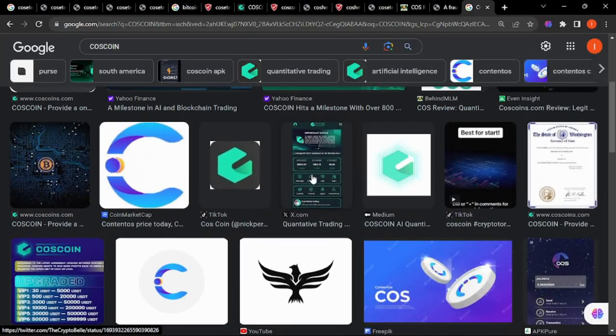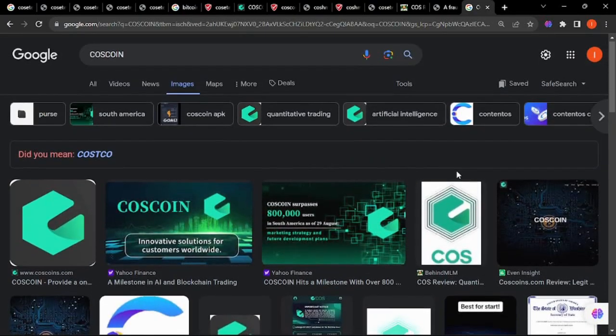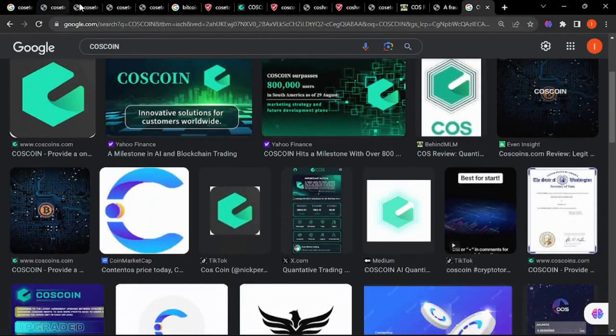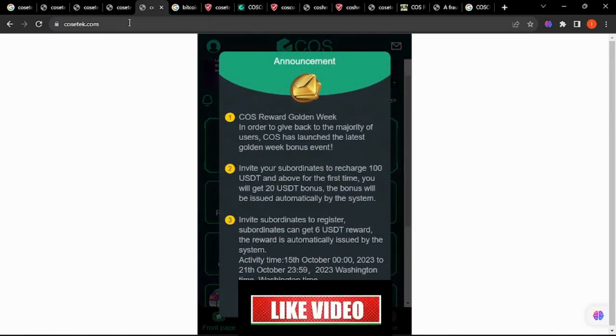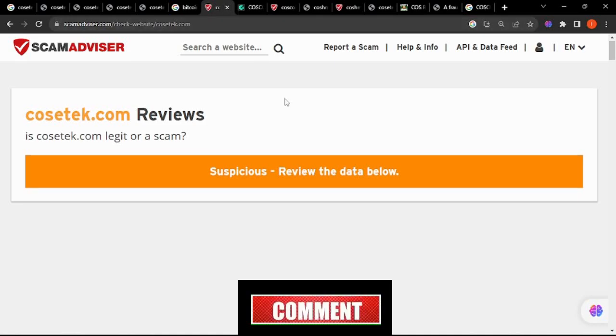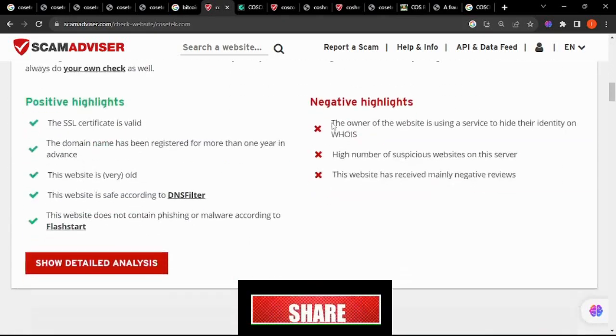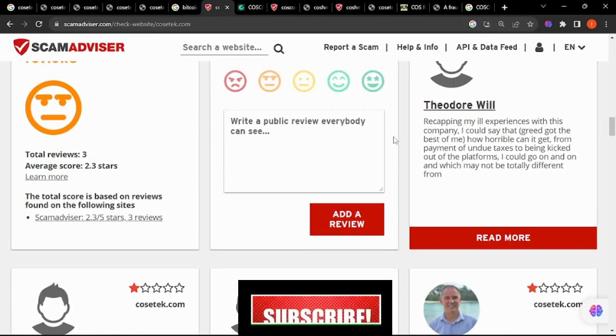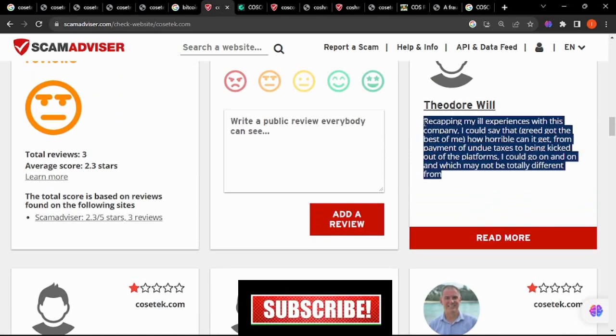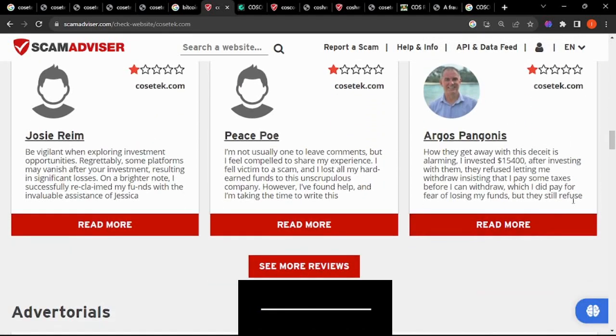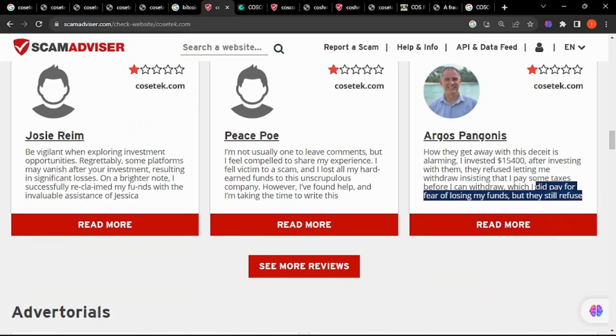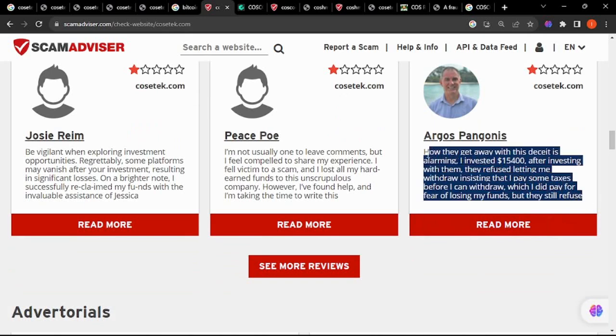Cosetek is a scam. I mean, a trading bot promising you daily returns, but it will not materialize. Of course, withdrawals sometimes become impossible. A few people can withdraw, but already people have been complaining about, like, someone who invested over $17,000, and when he wanted to withdraw, they asked him to pay tax.